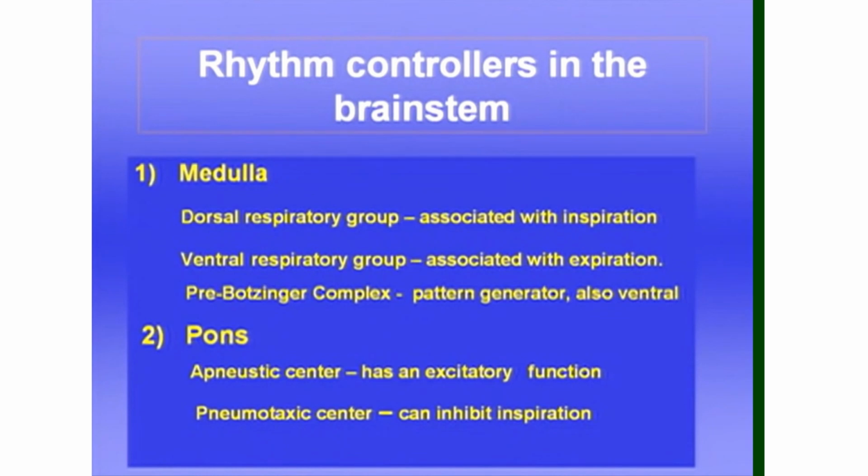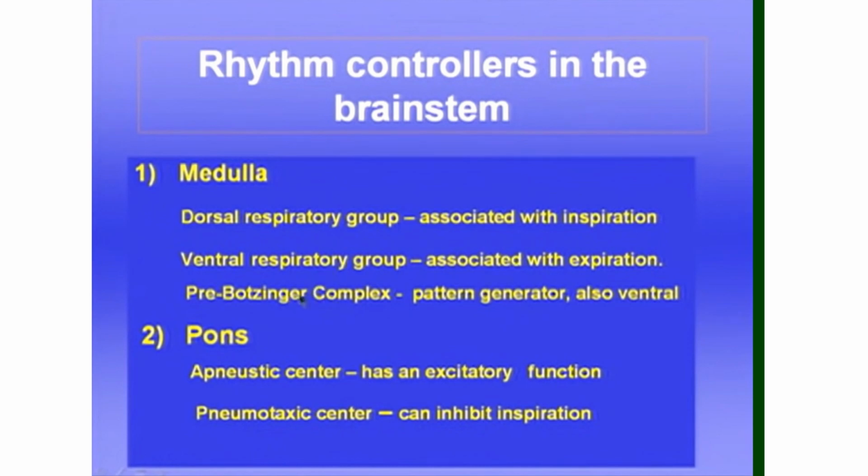In the medulla, we've got two groups of cells. They're sometimes called respiratory centers, although people don't particularly like that term. These are a collection of cells, and one is the dorsal respiratory group in the medulla, dorsal meaning towards the back in the upright man. These seem to be particularly associated with inspiration. Then we've also got a ventral respiratory group of neurons, which seem to be particularly associated with expiration.